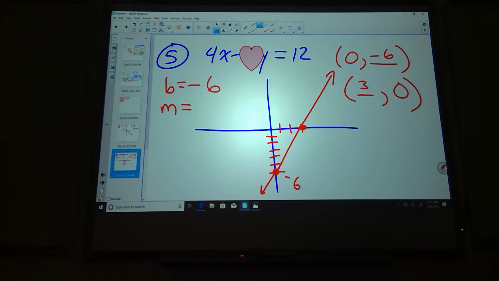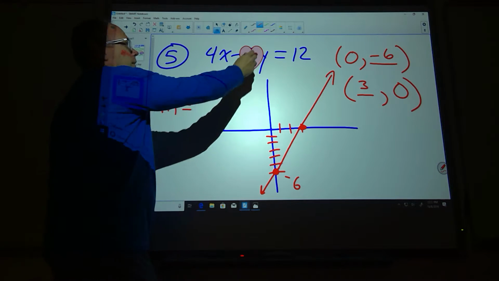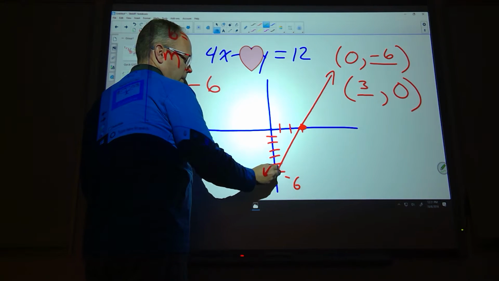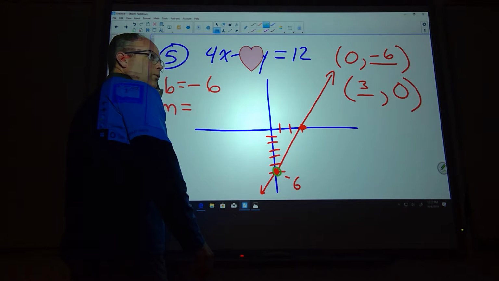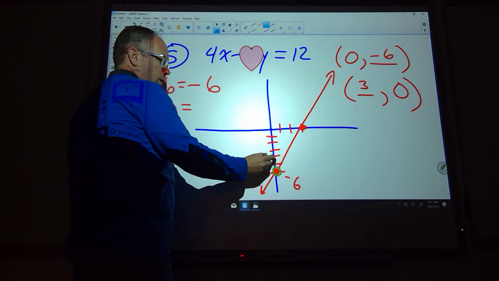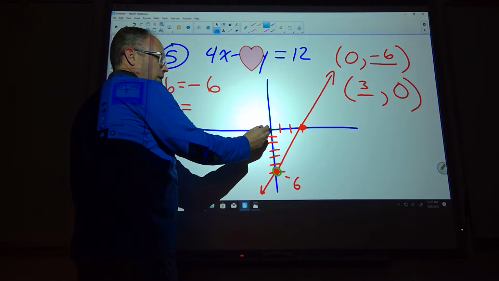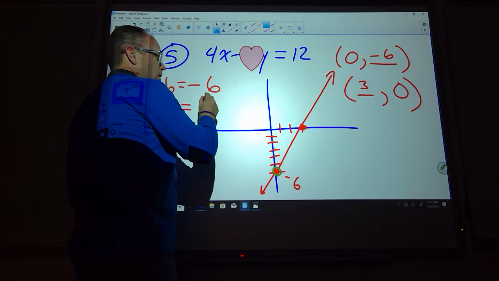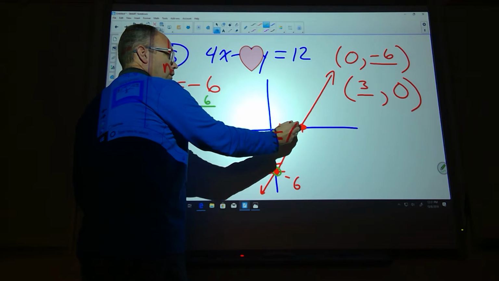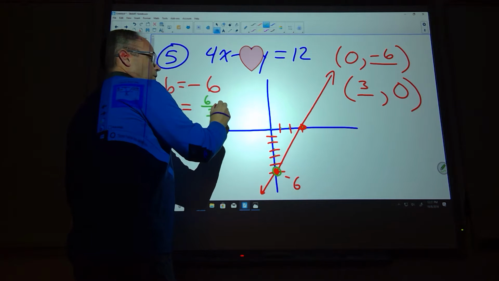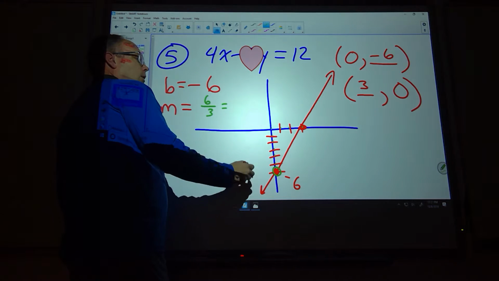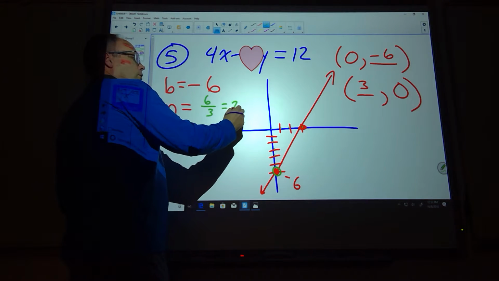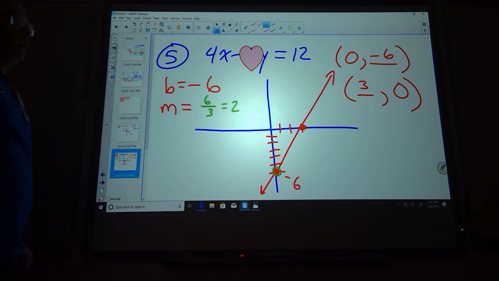Can we find the slope? Yes. Okay, so let's pick from right here. Slope is rise over run, so I'm going to go up 1, 2, 3, 4, 5, 6, up 6, over 1, 2, 3. What's 6 over 3 reduced? 2. 2 over 1 or just 2. So look at that, I just found my slope. I didn't even use my slope formula.